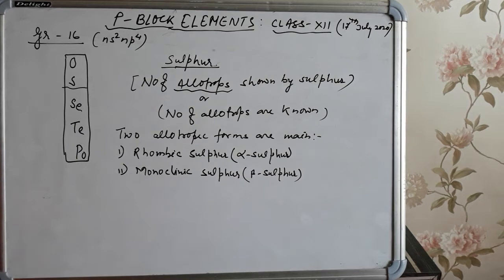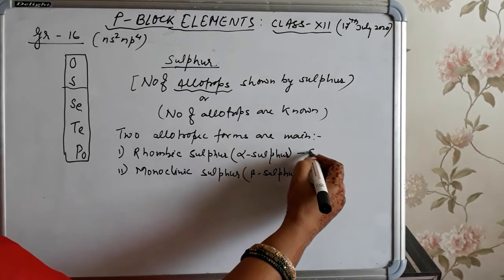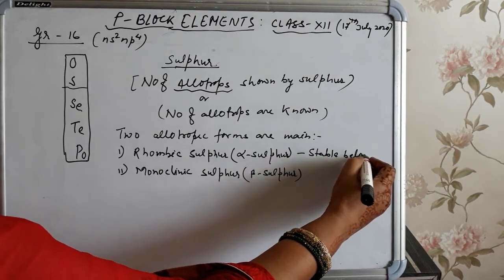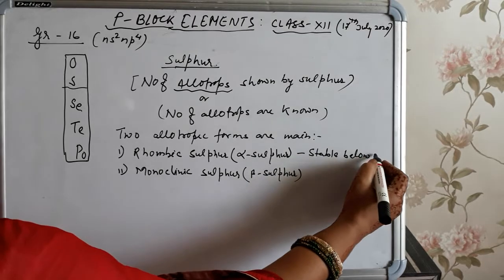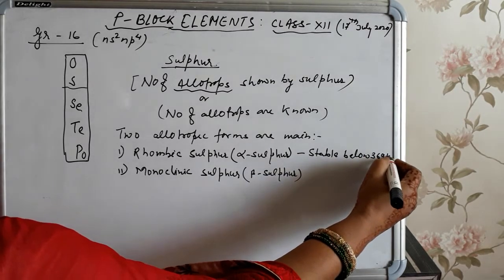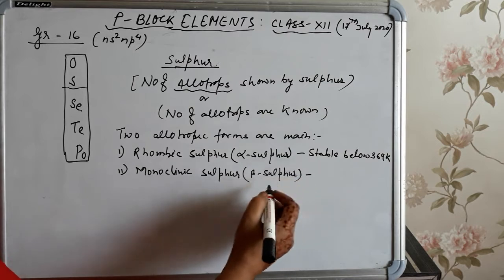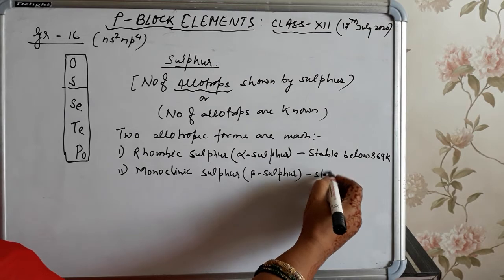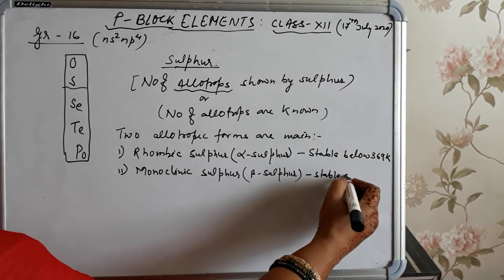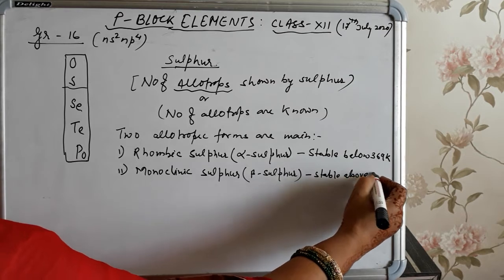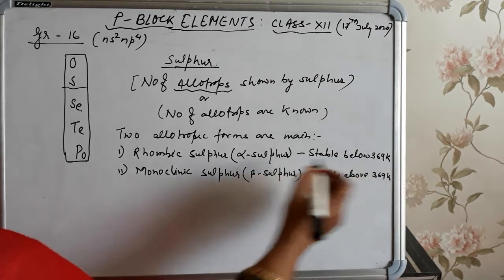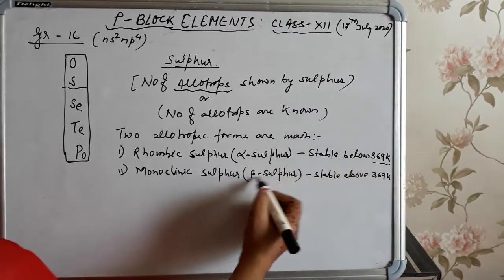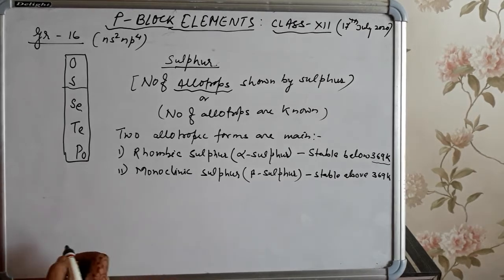Alpha sulfur is stable below 369 Kelvin, and this particular beta sulfur is stable above 369 Kelvin. Alpha sulfur is stable below 369 Kelvin and beta sulfur is stable above 369 Kelvin.